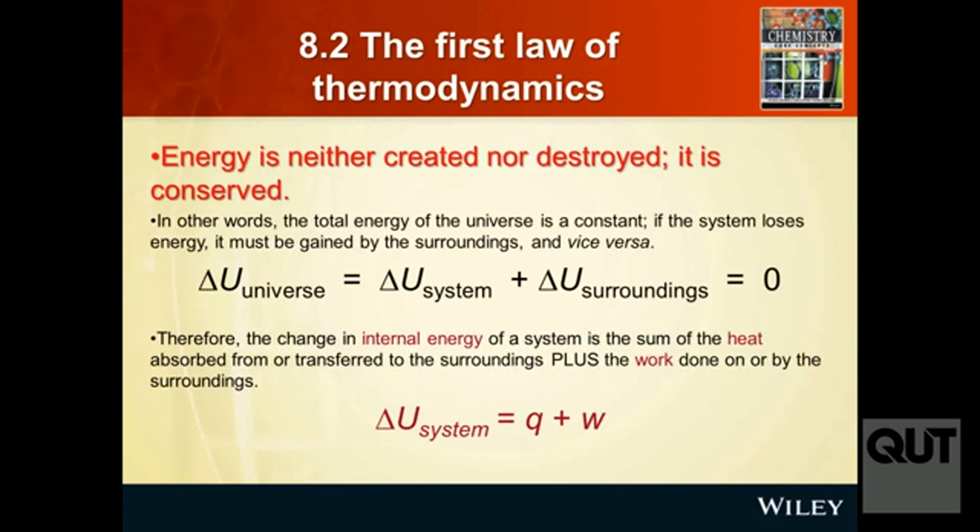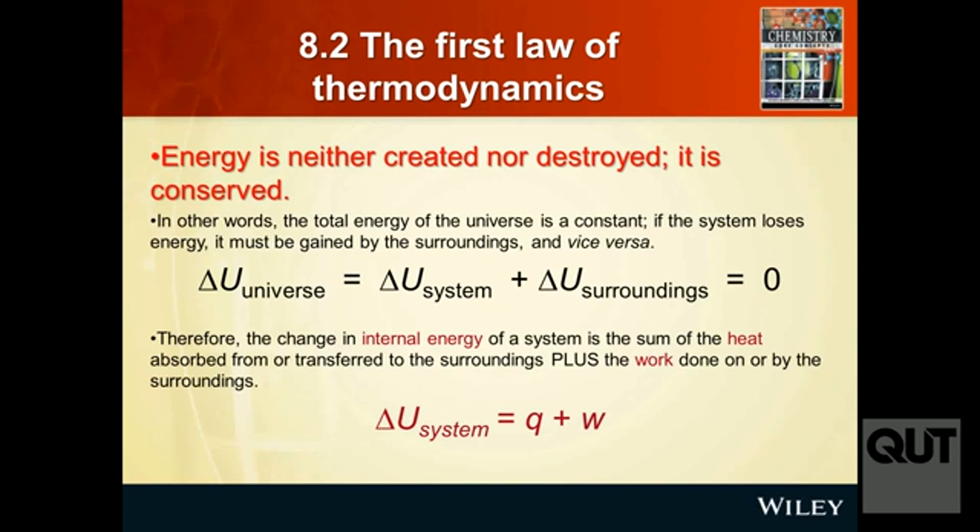So that gets us to the first law of thermodynamics, which says that energy is neither created nor destroyed. It is therefore conserved. Now there are several ways of looking at this. One of them is to simply say that the total energy of the universe is a constant. So if the system loses some energy, it has to be gained by the surroundings. If the system gains energy, the surroundings must have lost energy in order for that to be true.